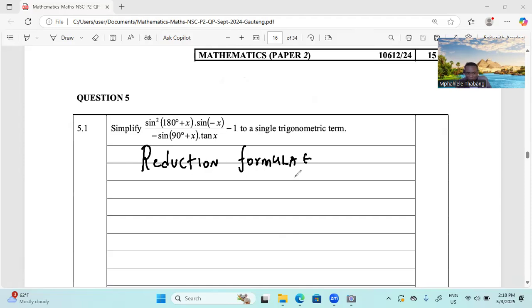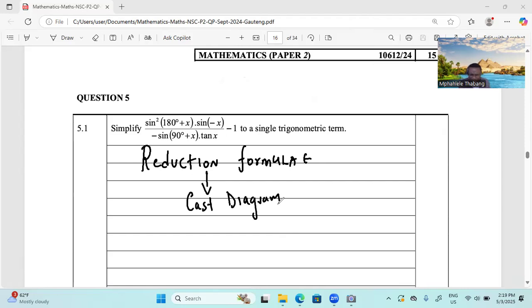Now, when we are using the reduction formula, we will need another concept: a diagram called a cast diagram. When we are working with the reduction formula, the cast diagram will be very, very important.